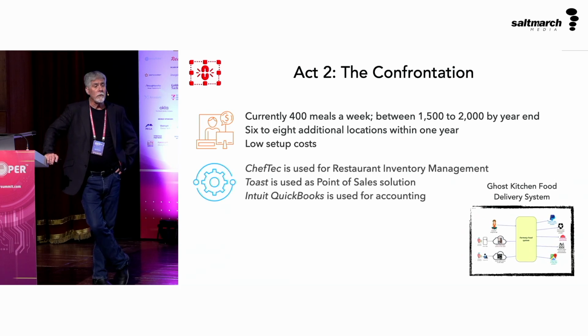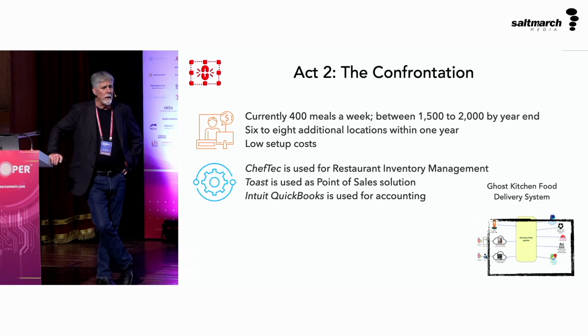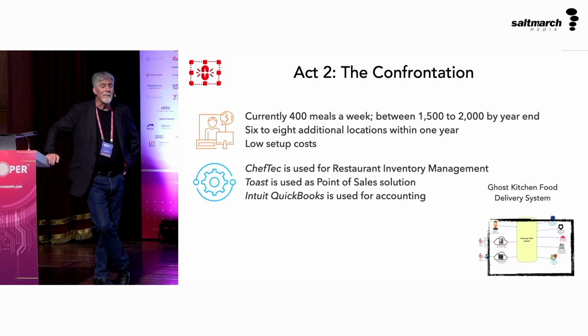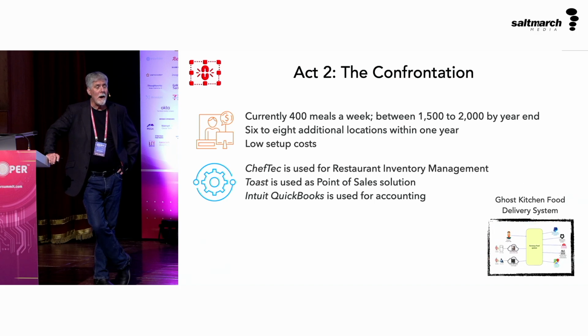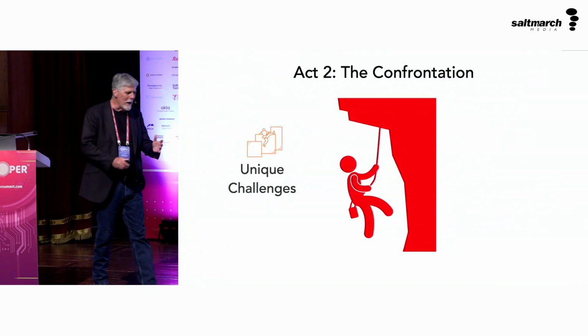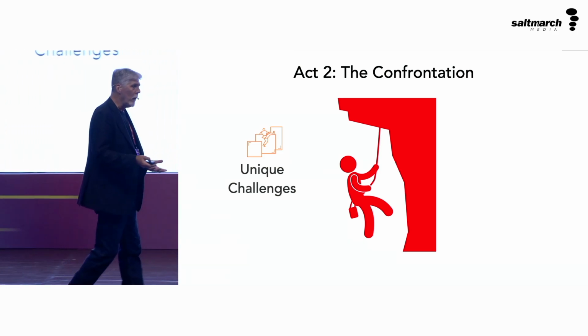Oh, but there are other kinds of constraints that may be technical. Chef Tech, which we're using, unfortunately, is used for restaurant inventory management. Toast, we're going to use for point-of-sale solutions. Intuit QuickBooks for accounting. These are all tools that we're forced to use. Those are constraints. And all of a sudden now, my box that I'm able to build this architecture in, as you'll notice, is getting smaller and smaller. So we outlined both those business and technical constraints that we're really faced with in forming this solution.